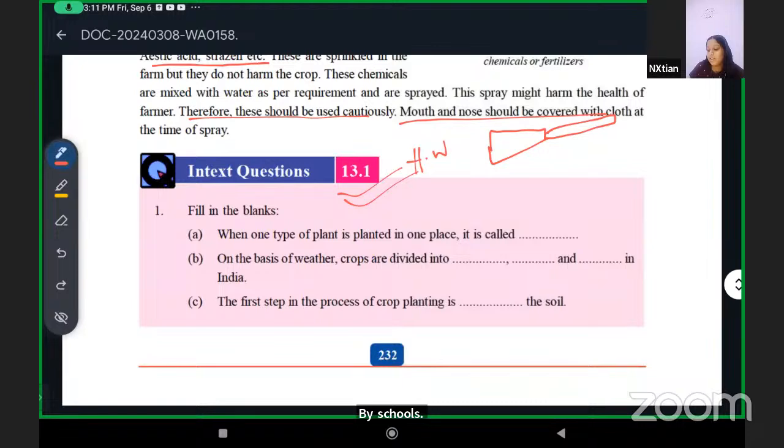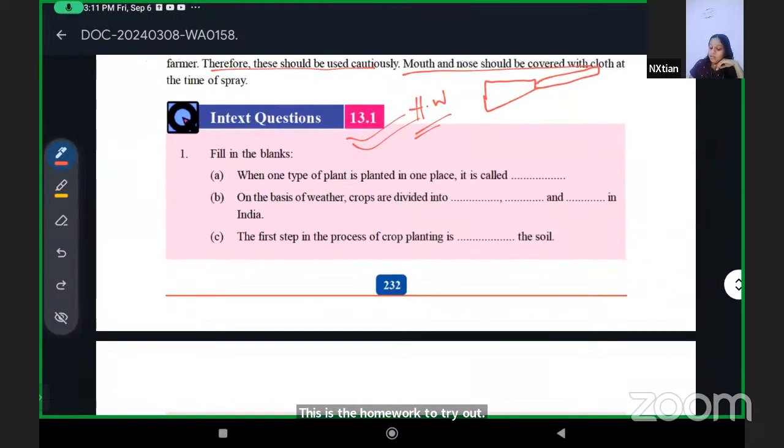This is the homework to try out. Okay, try this out.